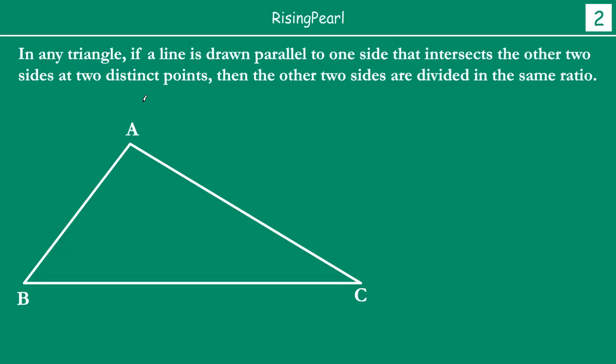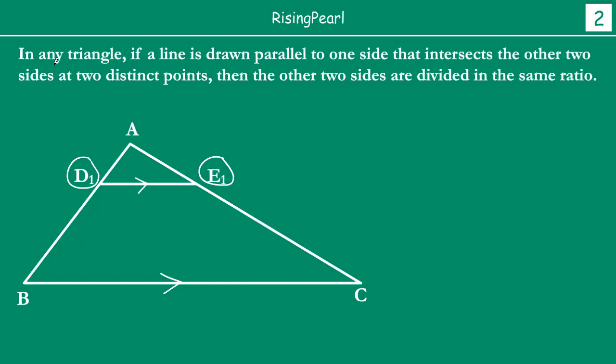In any triangle, so we have a triangle ABC, if a line is drawn parallel to one side that intersects the other two sides at two distinct points. So let's first try to draw a line and find out. So what we have here is we have drawn a line D1, E1, such that the line D1, E1 is parallel to side BC.